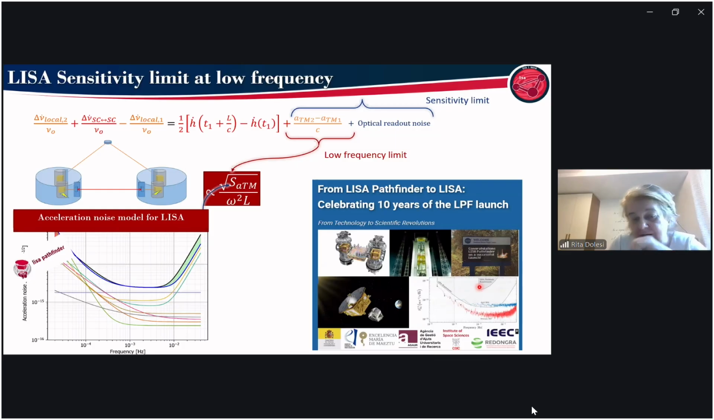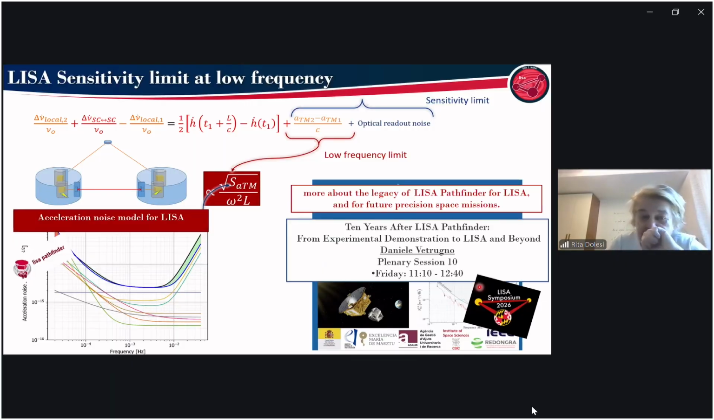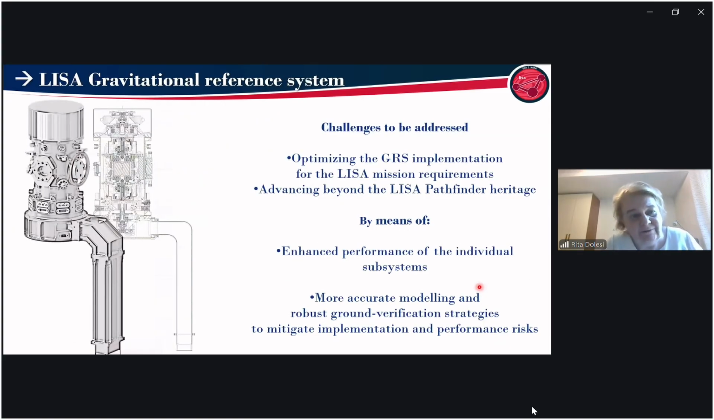We just celebrated 10 years from the LISA Pathfinder launch and its success. And if you want to know more about the legacy of LISA Pathfinder for LISA and for future precision space missions, you can listen to the talk of Daniele Vetrugno in the next days. But back to the gravitational reference system.